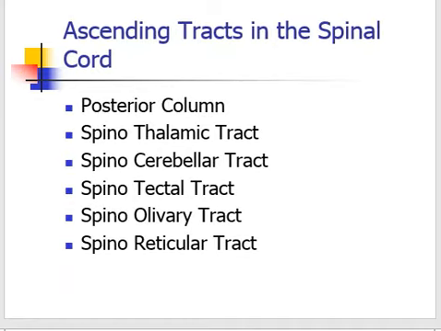So, ascending tracts in the spinal cord. There are different types of tracts that reach the brain: the posterior column, spinothalamic tract, spinocerebellar tract, spinotectal tract, spino-olivary tract, and spino-reticular tract. Here we are going to see about this.